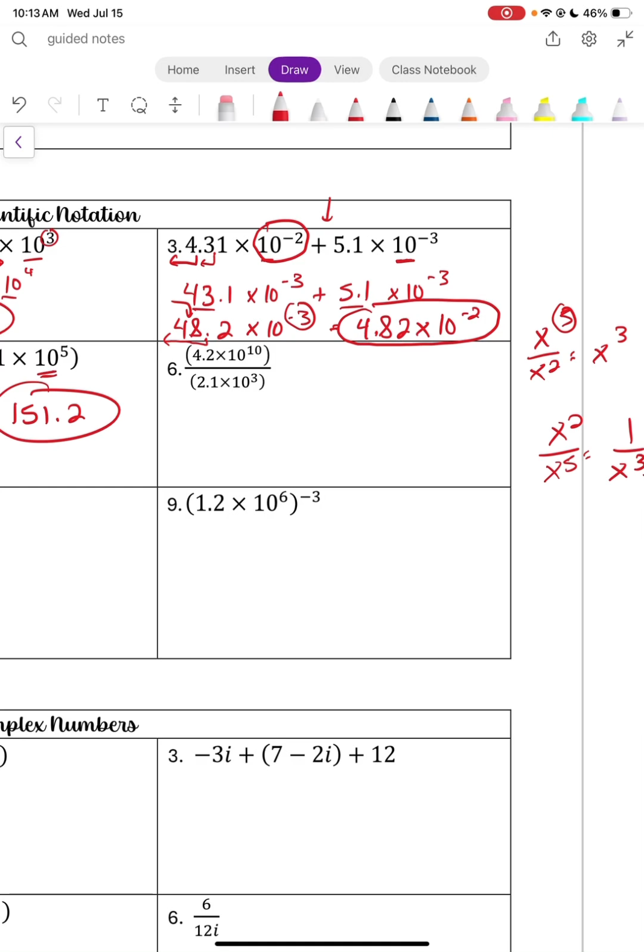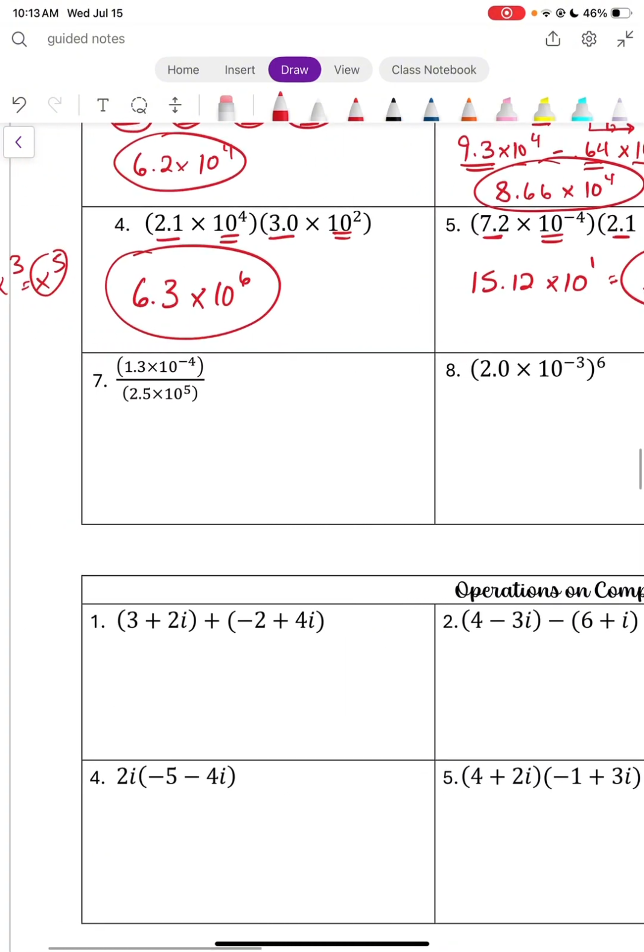So here we go. In order to divide, now it's very important to point out there's no addition and subtraction, so this is perfectly legal. We simply divide the parts that are alike. 4.2 divided by 2.1 gives you 2. There's 10 tens on top. There's 3 tens on bottom. When you subtract them, it leaves you with 7 tens, and you're done.